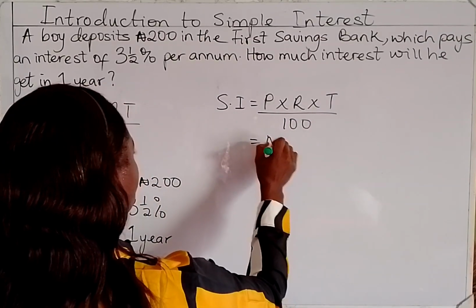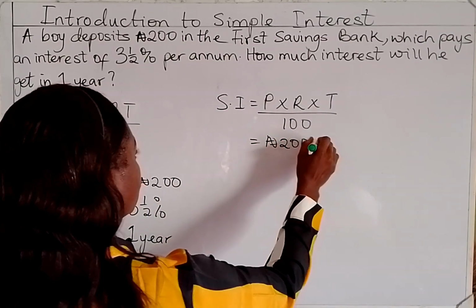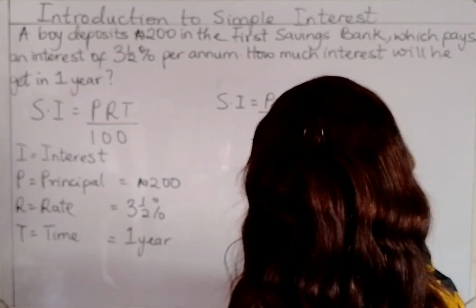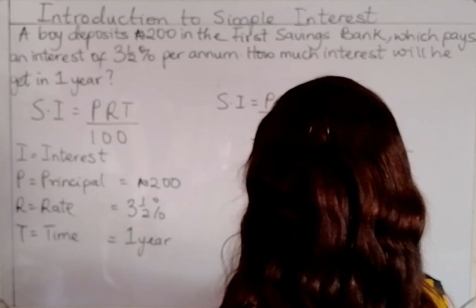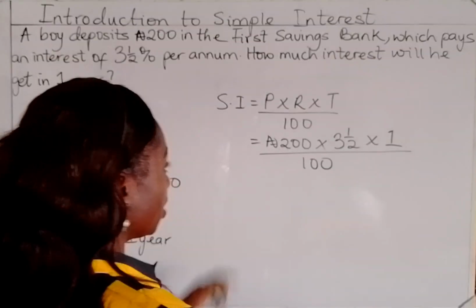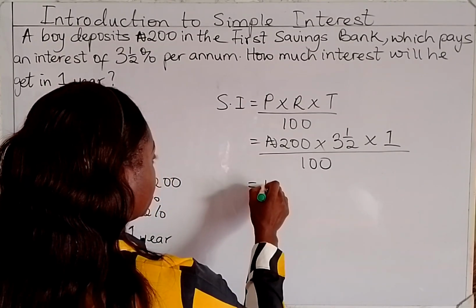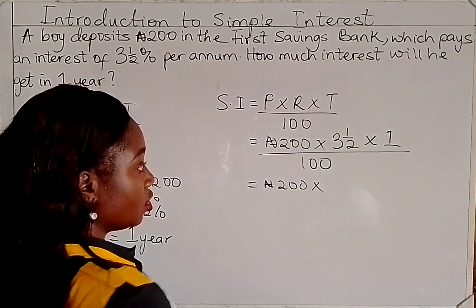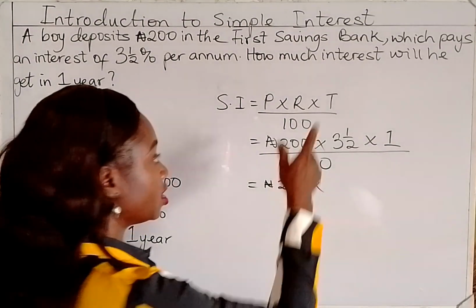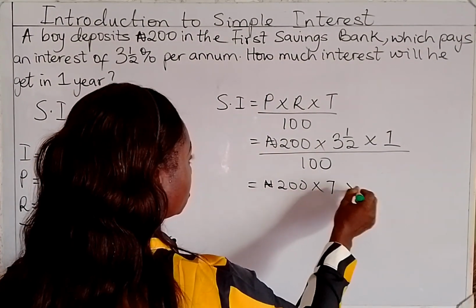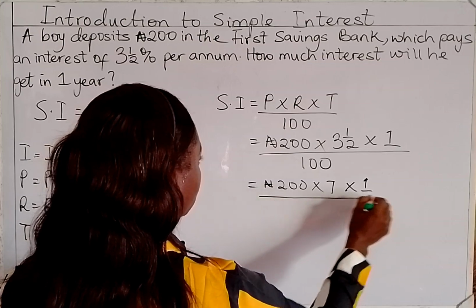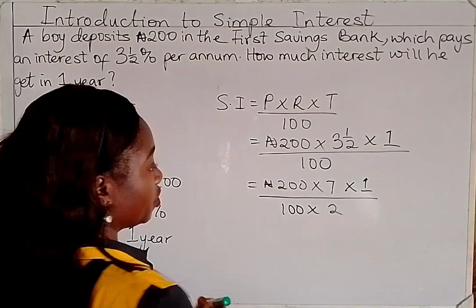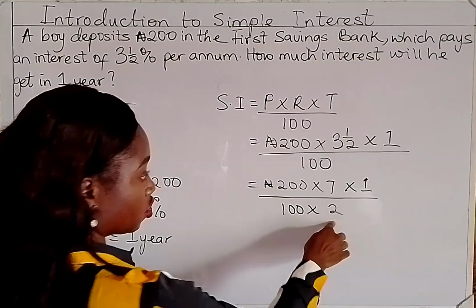And the principal here is 200 naira times the rate is what? 3.5, and the time is 1, over 100. Okay, so this simply means 200 naira times, we're going to expand this. 2 times 3 is 6, 6 plus 1 is 7, times 1 over 100 times 2. That's 7 over 2 from here. 3 times 2 equals 6 plus 1, 7 over 2.